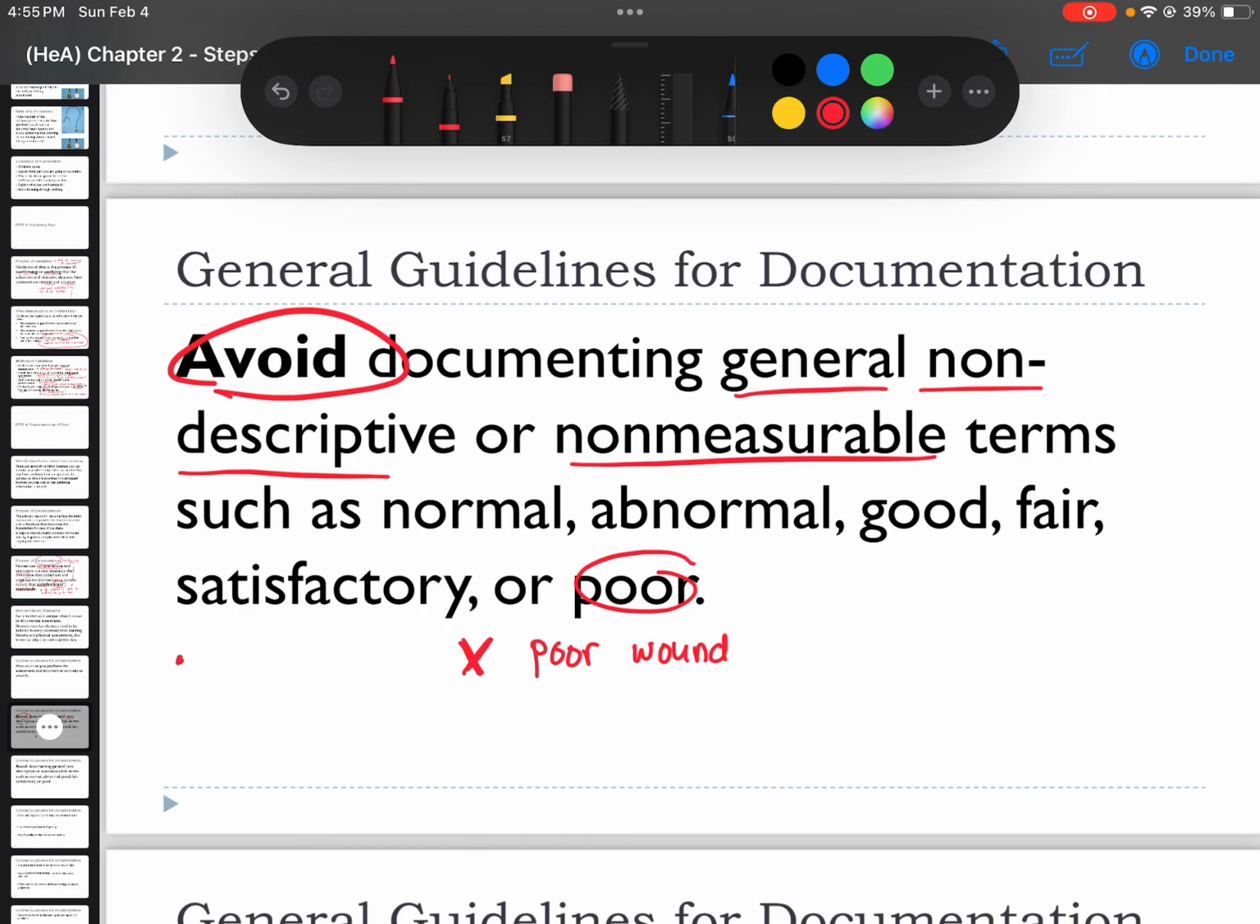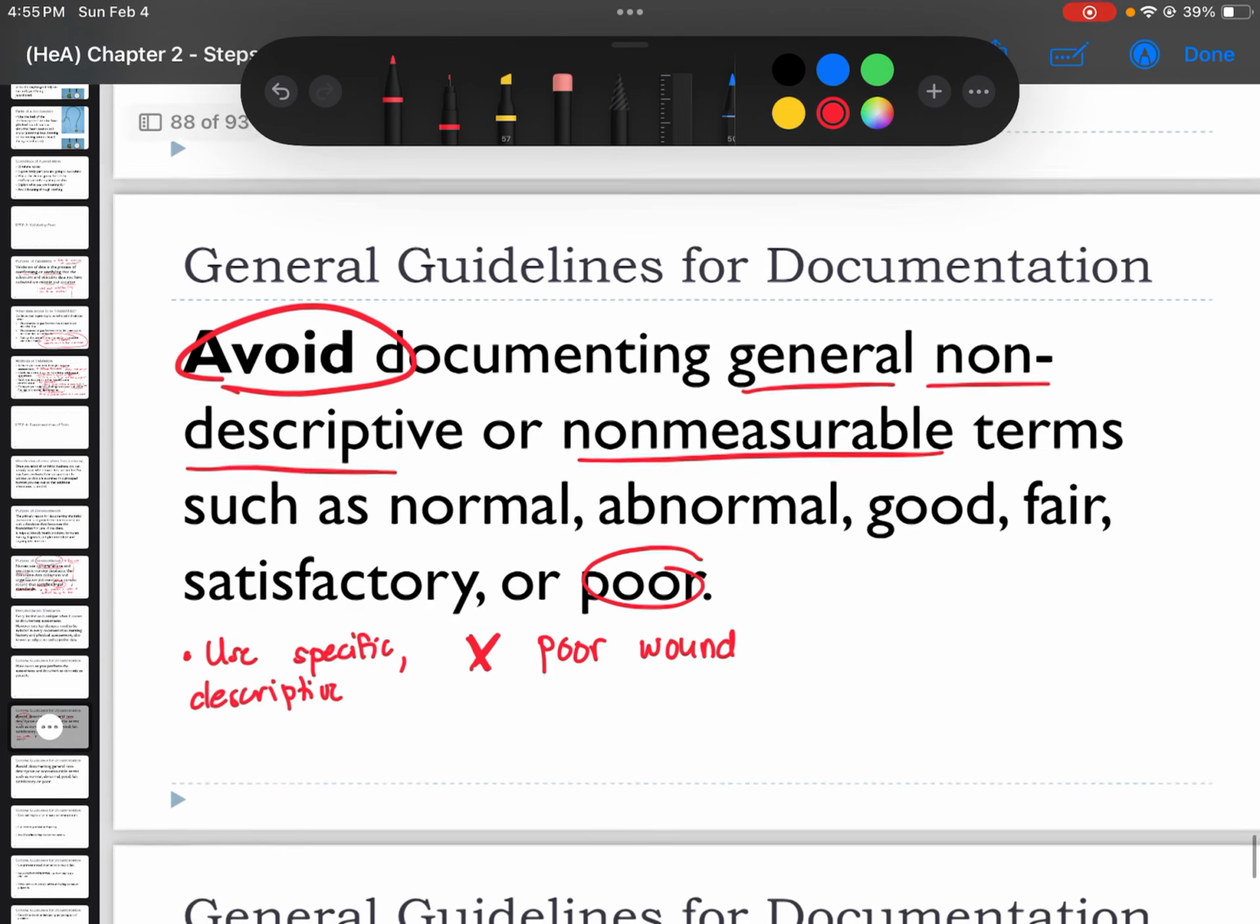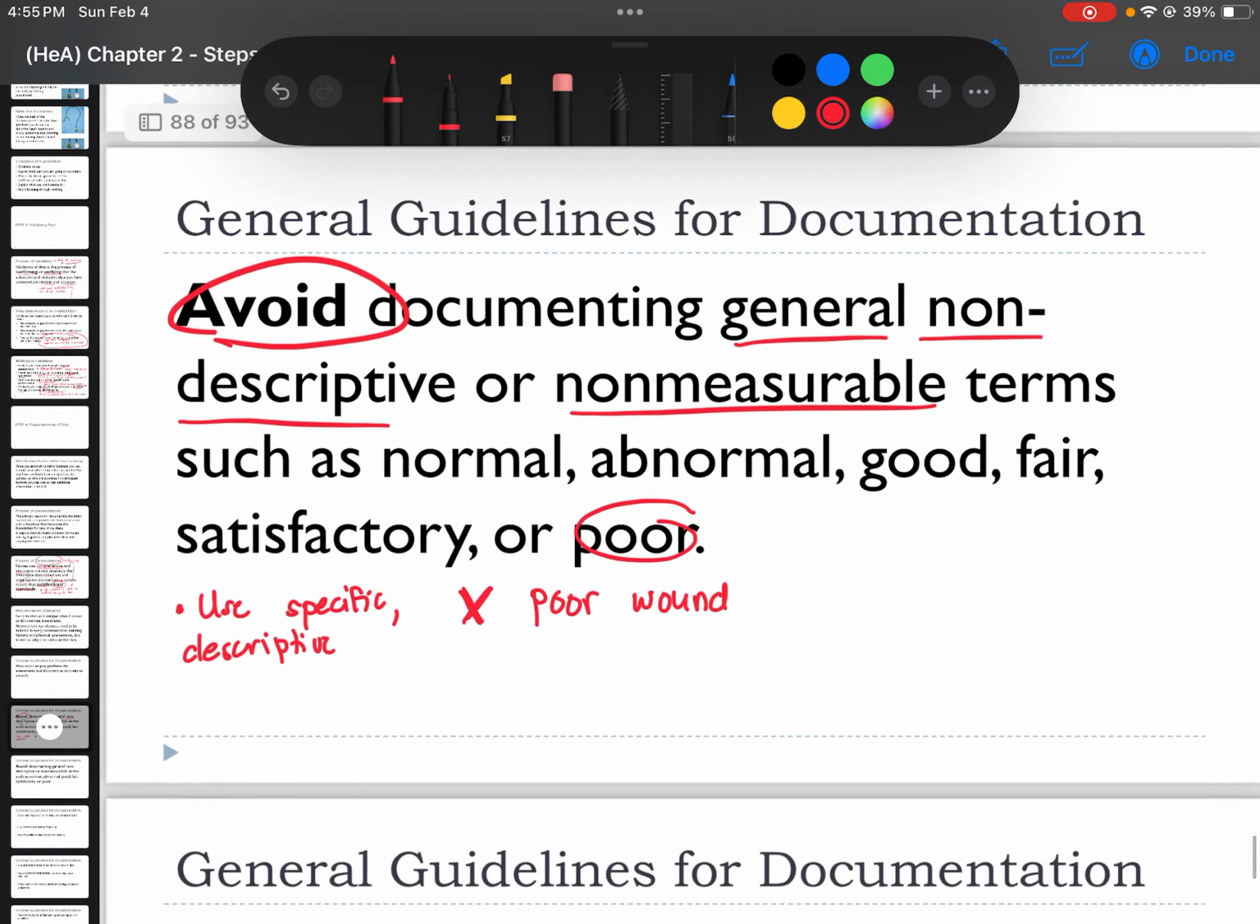You have to use specific, descriptive, and measurable terms. Okay? So instead of saying poor wound, you should document something like this.